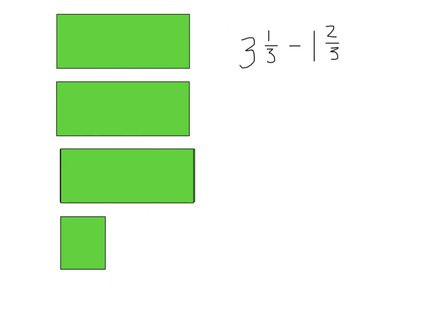Let's try 3 1/3 minus 1 2/3. Does this one look a little bit different to you? It should, because we can do 3 1/3 minus 1 2/3 because 3 1/3 is larger, of course, so we're not going to go into negative numbers. But when we try to do 3 minus 1, well, that works. 3 minus 1 is 2. But then when we try to do 1/3 minus 2/3, well, that doesn't really work anymore, does it?